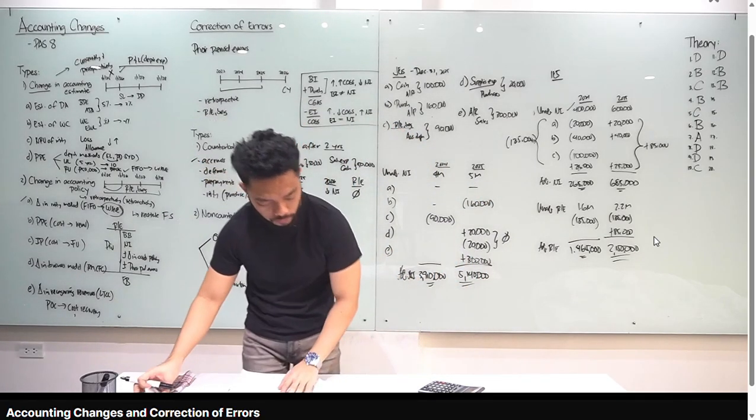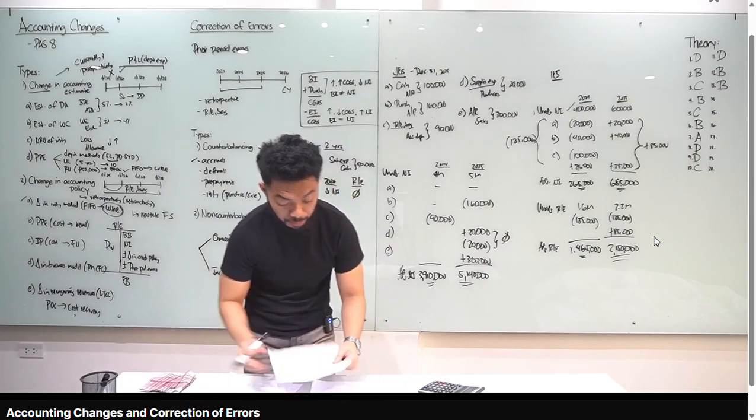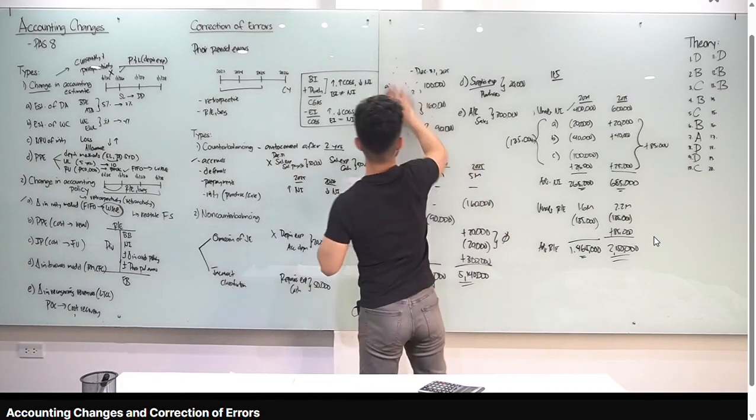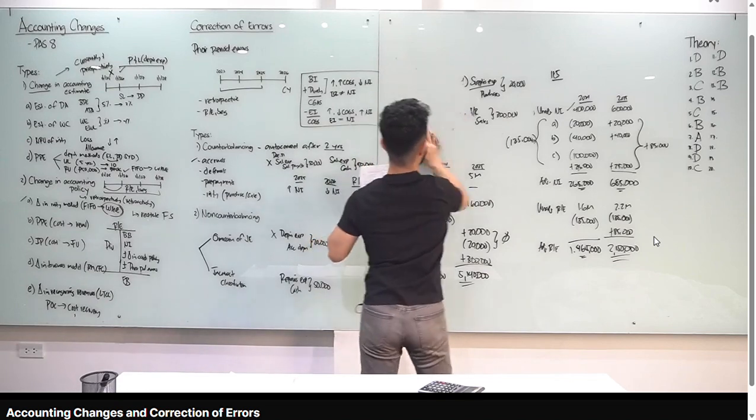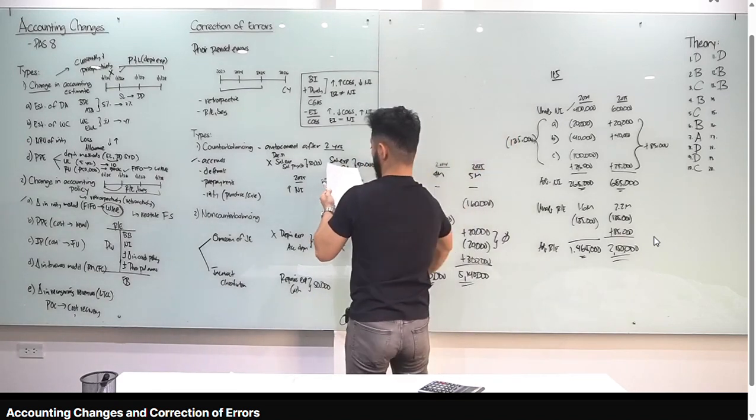Okay, so yun lang. Now, let's finish our main problems. Okay, let's go to main problem number 7. Main problem number 7, still correction of errors. So, tignan natin. We have 3 questions here.